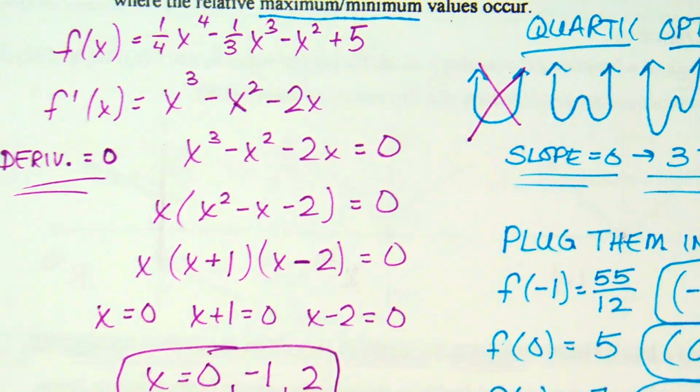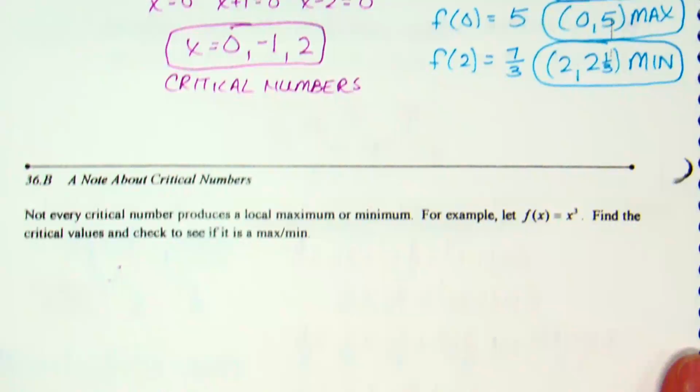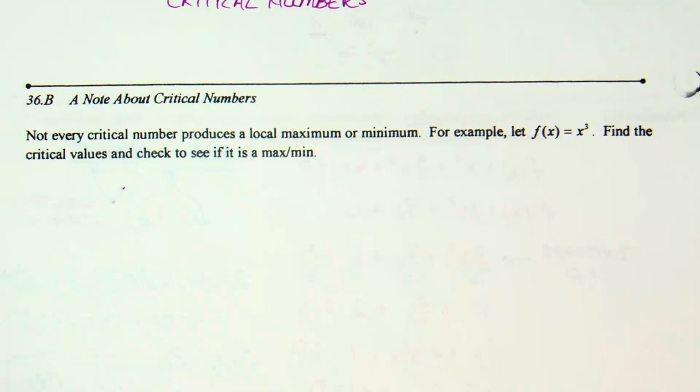Last example. And this is just kind of a side note here. We'll come back and talk to this more later about critical numbers. But notice what it says. Not every critical number produces a local max or a minimum. For example, f of x equals x cubed. Find the critical values and check to see if it is a max or min.